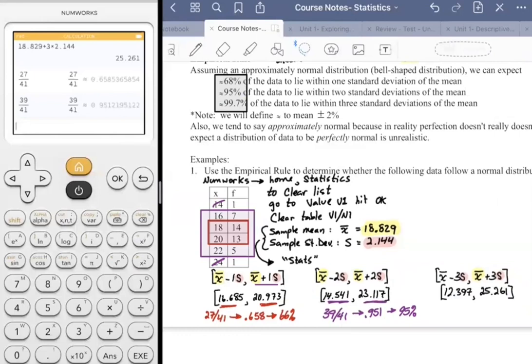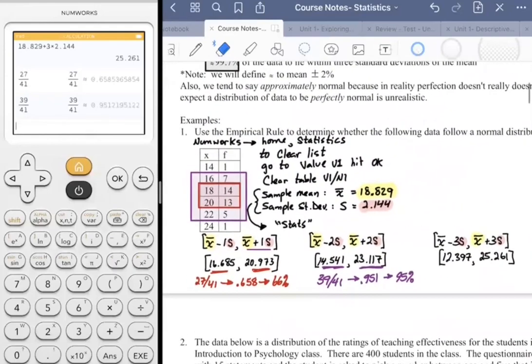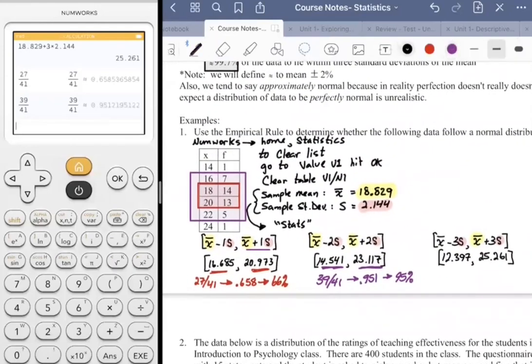Right, so now we're just going to investigate the last case, which is going from about 12.4 to about 25.3. Every one of the values falls in that interval. Every one of these numbers here, let me just do this real quick and then zoom back out. Every one of them falls in the interval. There are 41 values overall, and all 41 of them fall in this interval.